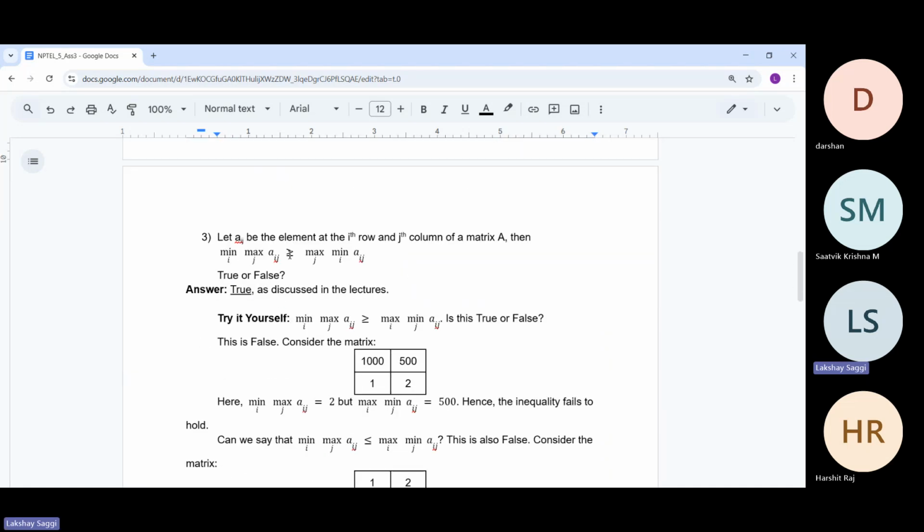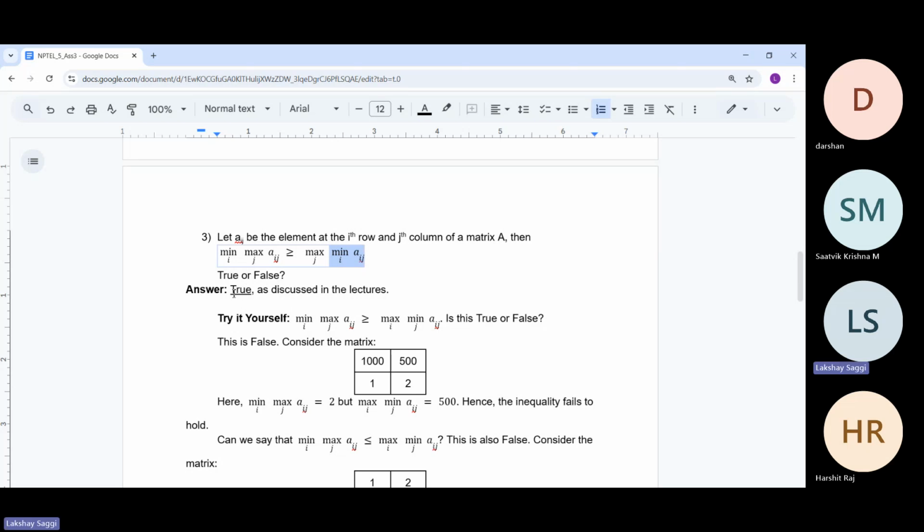Then there was the third question which we just discussed, about some properties of the payoff matrix. This property has already been discussed in the lectures: taking the minimum over all the rows of the maximum over all the columns of Aij is always greater than or equal to taking the maximum over all the columns of the minimum over all the rows of Aij.